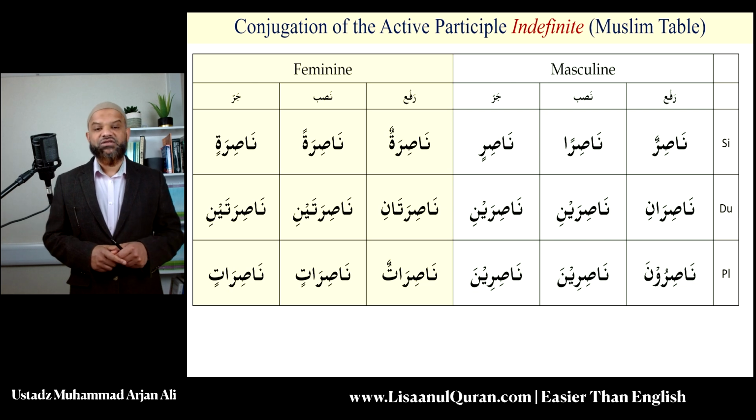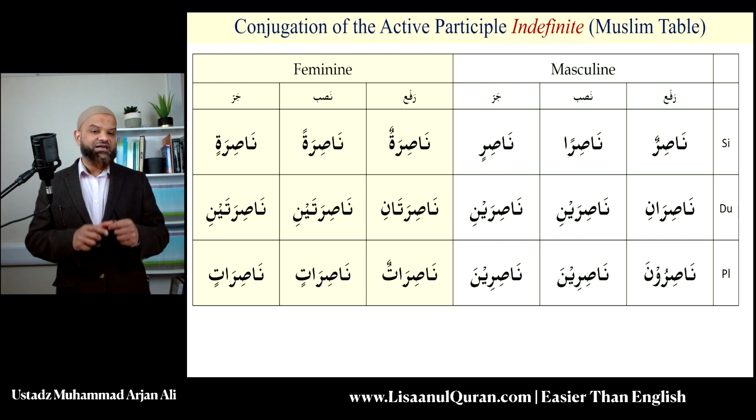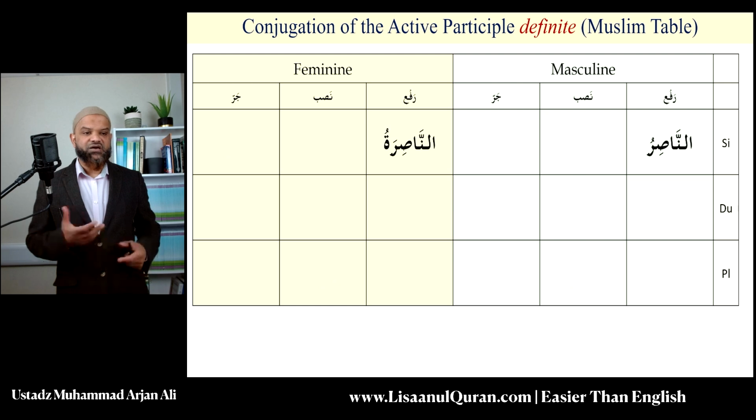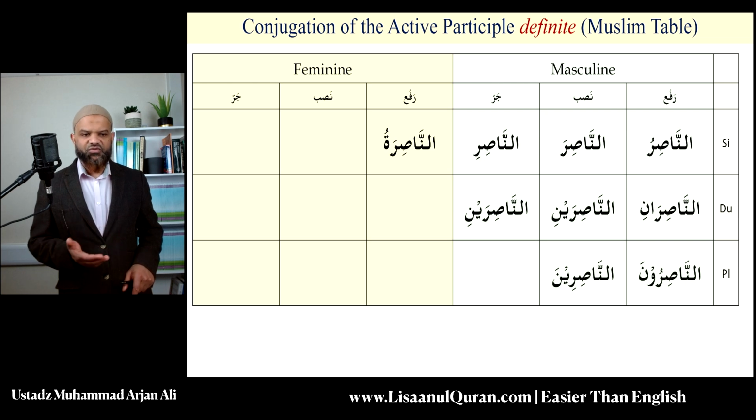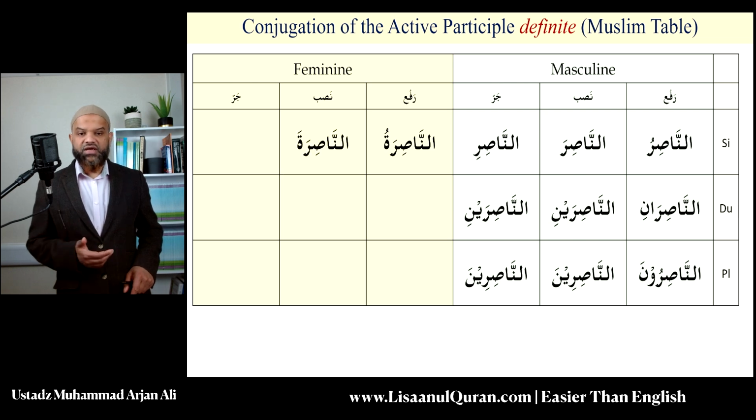Now we've got 18 to add to our list. Now we can form the active participle. Of course, with the active participle, you can put al in front and you get another 18 words. Again, you can see that exactly. And where there is tanween, I'm removing the tanween. So 36 words now I can add to your 68.